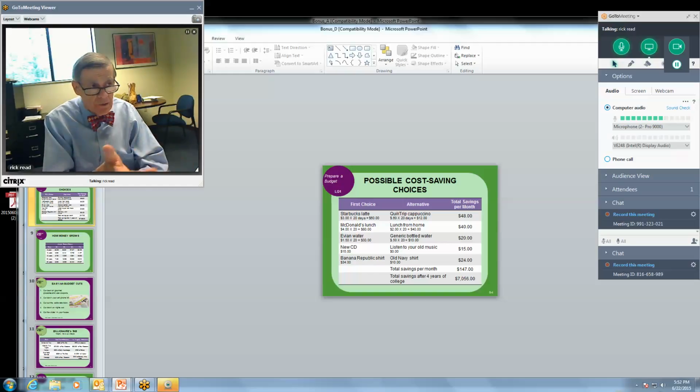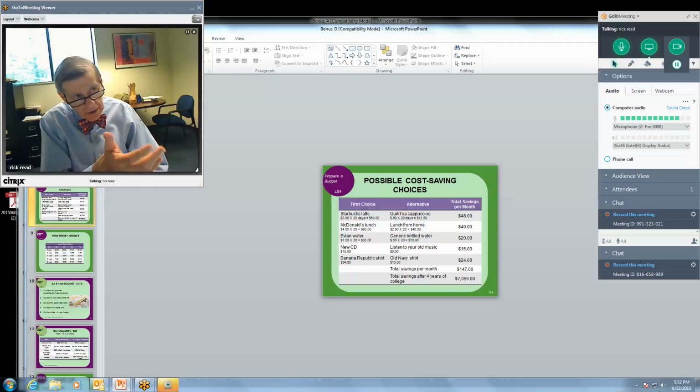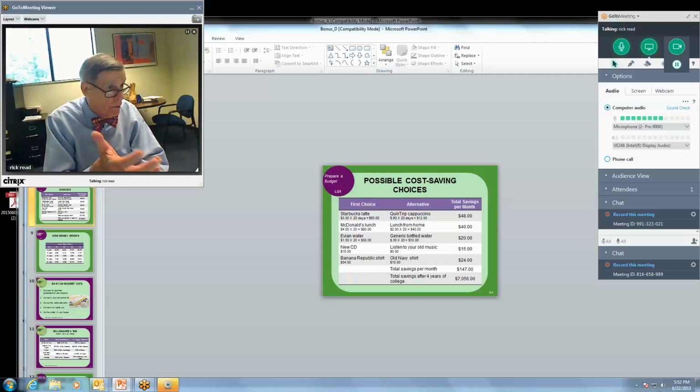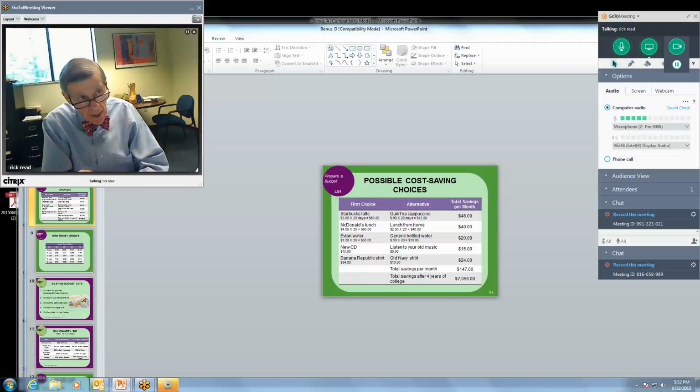Each of us has certain things that we won't give up, and that's fine. But things that you can give up, or things that you can trade off, or use the alternative, that's how you save money. And those are ways that you can accumulate wealth over a period of time.